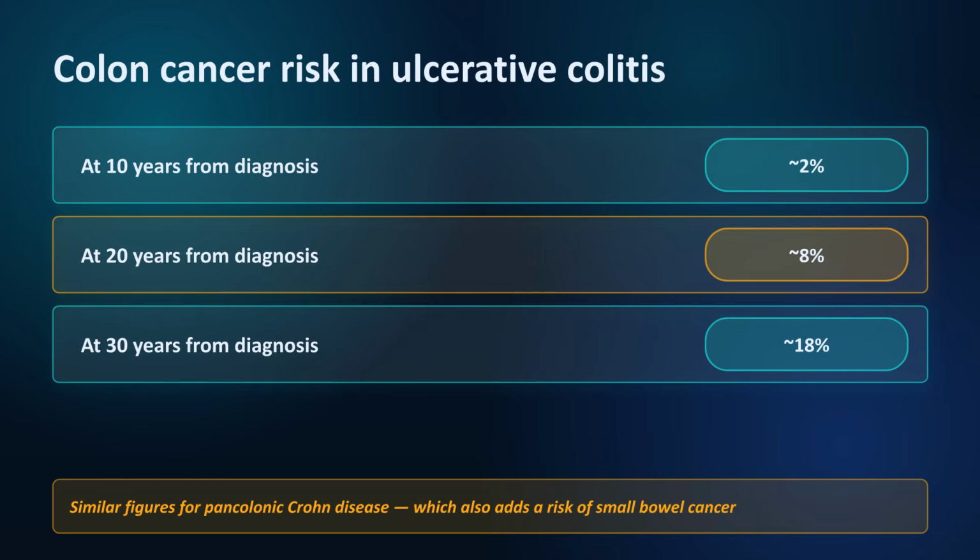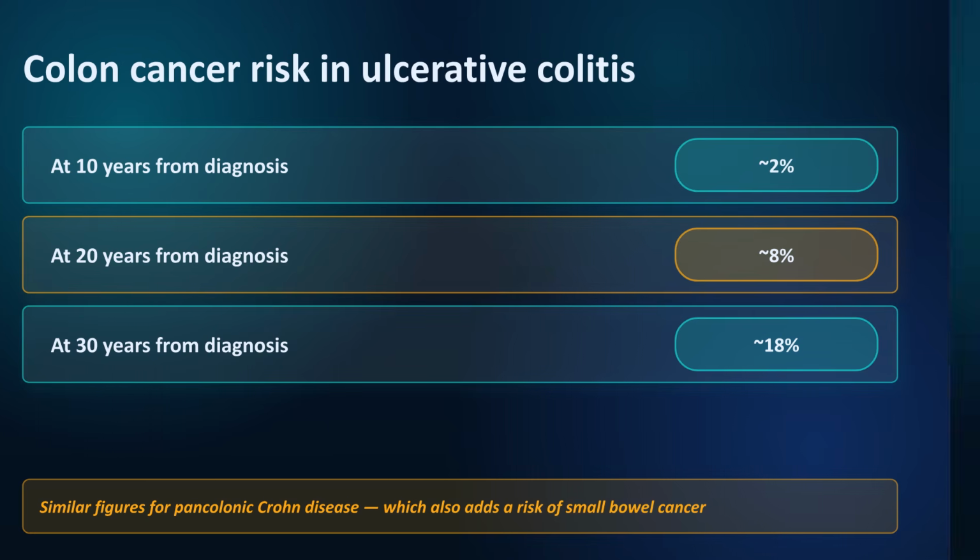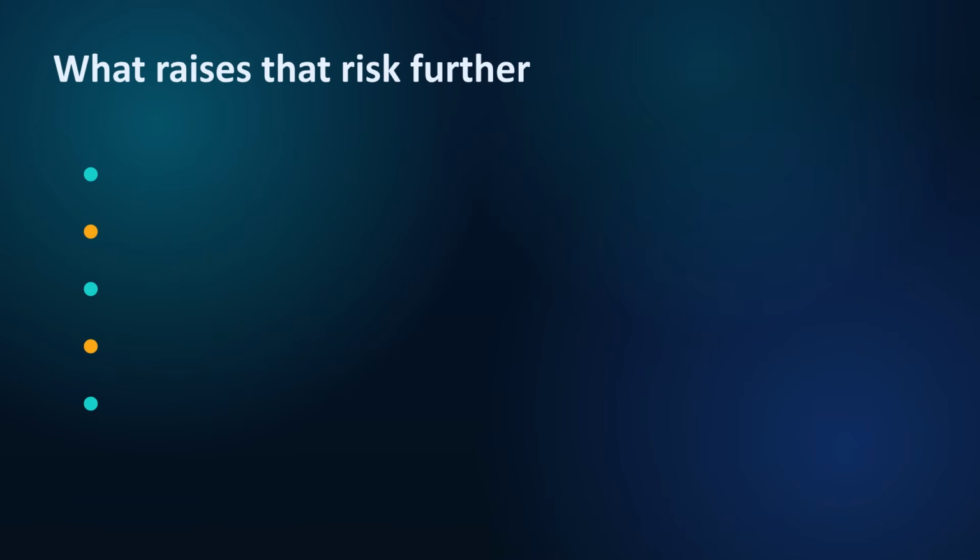Those three numbers are worth memorizing. They are what justify a surveillance program to a patient who feels perfectly well. Those numbers are for the colon. Small bowel cancer in Crohn disease is separate. Several factors raise that risk further.